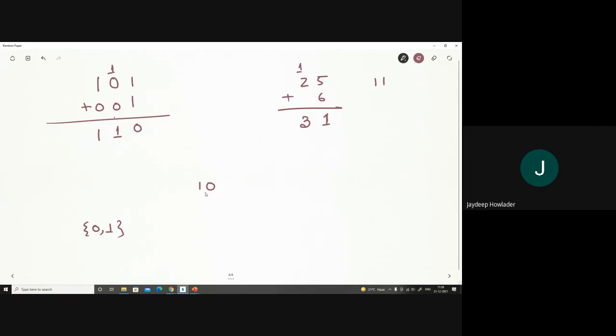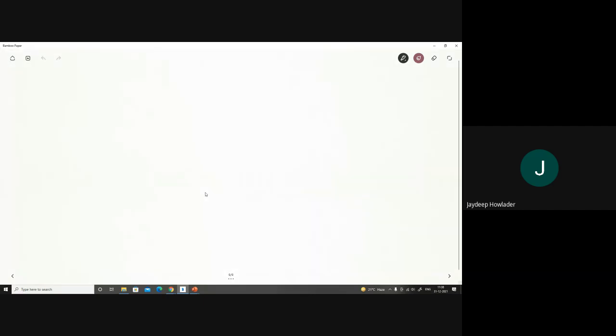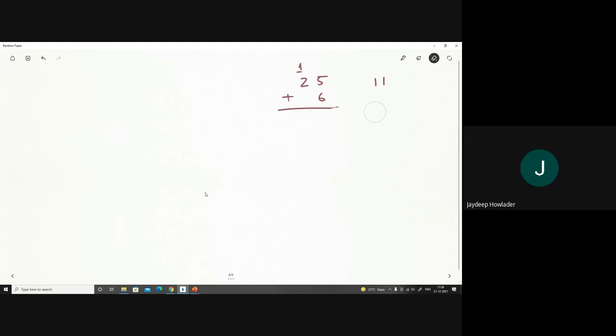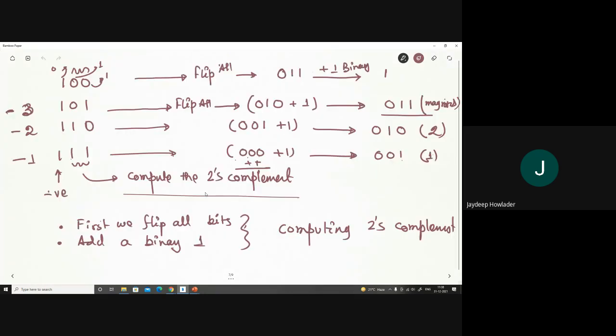So far we understand how the two's complement works. Sir, can you show the previous slide? I'm showing, one minute. Yes. We'll discuss these things in the next slide, but the rest of these things we try to get. Okay.